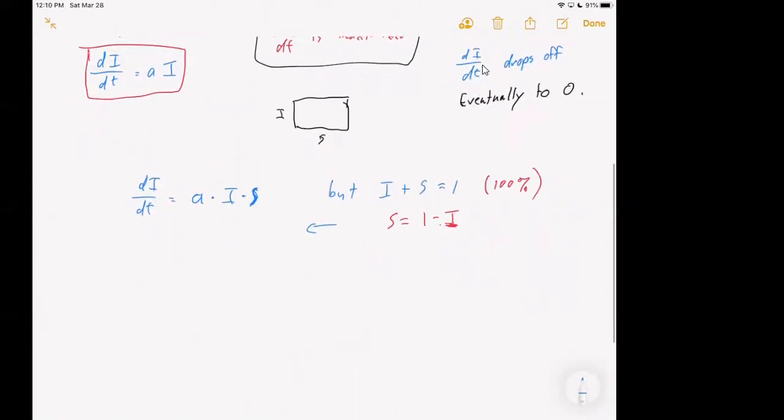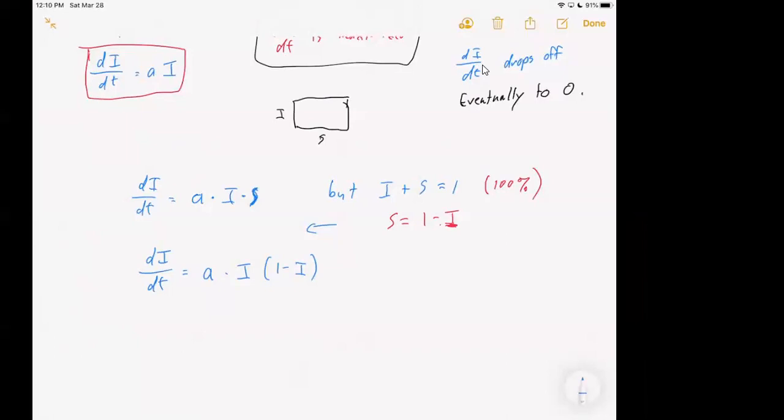This says, coming back over here, we can substitute in. We would like not to have two variables on the right-hand side. So we can avoid that by keeping our constant, keeping the factor of I, but then changing S to a 1 minus I. So the factor of susceptible people becomes 1 minus the infected people, right? Now let's figure out what this looks like.